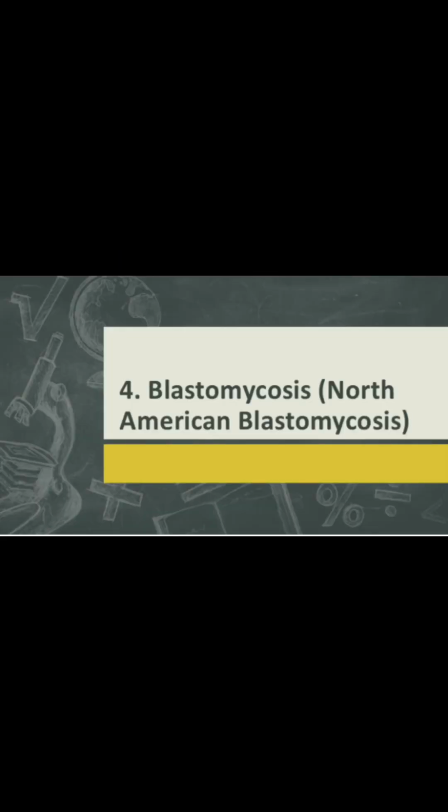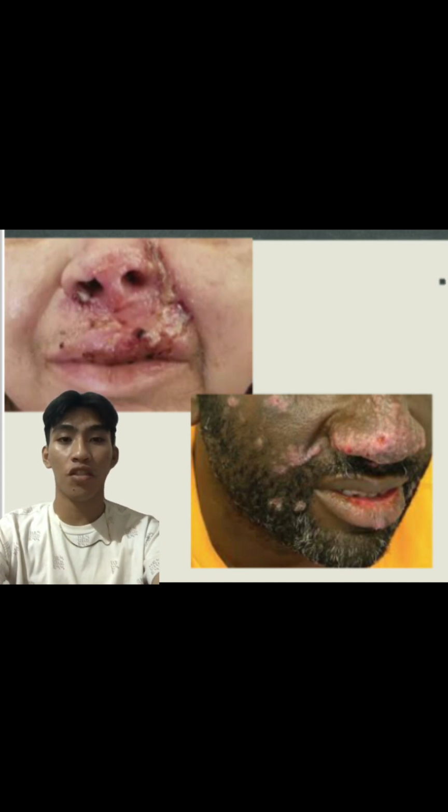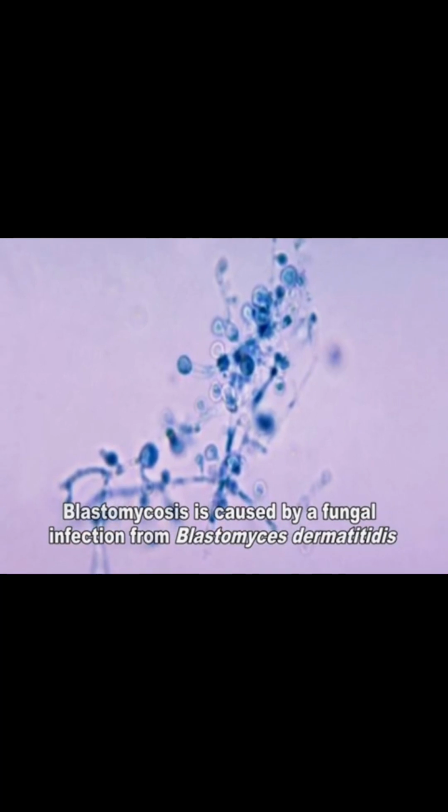Then we have blastomycosis, or North American blastomycosis. Cutaneous ulcers commonly appear and there can be extensive abscess formation and tissue destruction, so the pathogen can be isolated from pus and biopsy specimens. Amphotericin B or itraconazole is usually an effective treatment. Blastomycosis is a disease caused by the fungus Blastomyces dermatitidis.